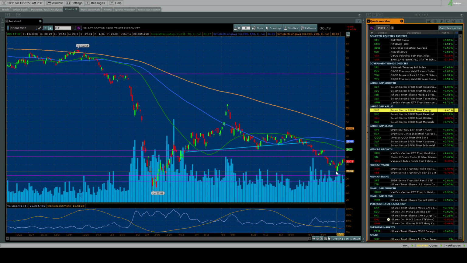It came down, found some buying support just above where I think the supply zone is. I could be wrong. I may need to adjust that. And it found some buying over this last week. It's coming up right to the top of that prior supply zone. The 50-day moving average is trending down, and the 100-day moving average is trending down.